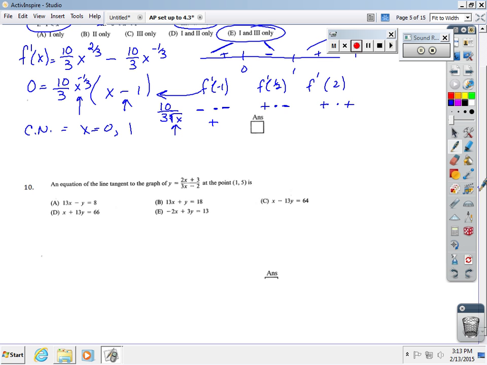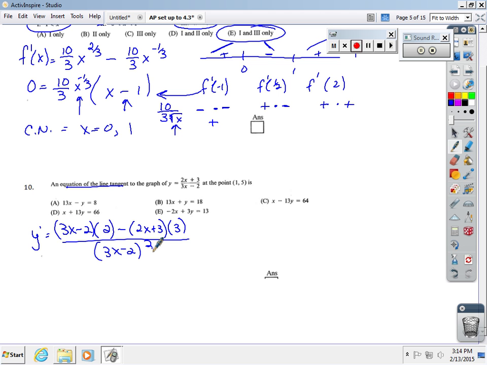Number 10, equation of the tangent line, so this is going to be a quotient rule. So the derivative is low, whoops, that is not the low one. Redo there. Low, the derivative of the top is 2, minus the top, the derivative of the bottom is 3, all over 3x minus 2, the quantity squared.